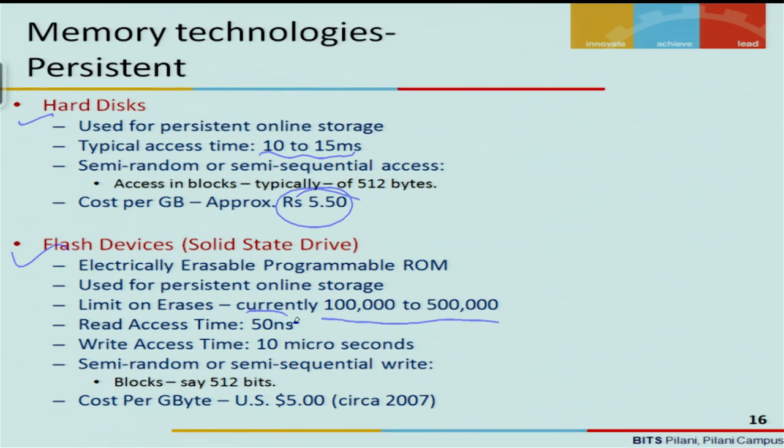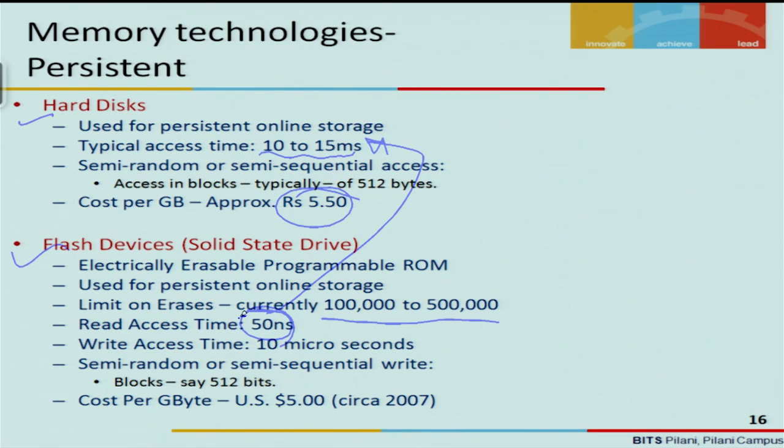Read access time is 50 nanoseconds, because this is a replacement of the hard disk, and you can see that the hard disk access time is around 10 to 15 milliseconds, and this access time is 50 nanoseconds, which is quite near to the main memory. So this is a fast memory compared to the disk.